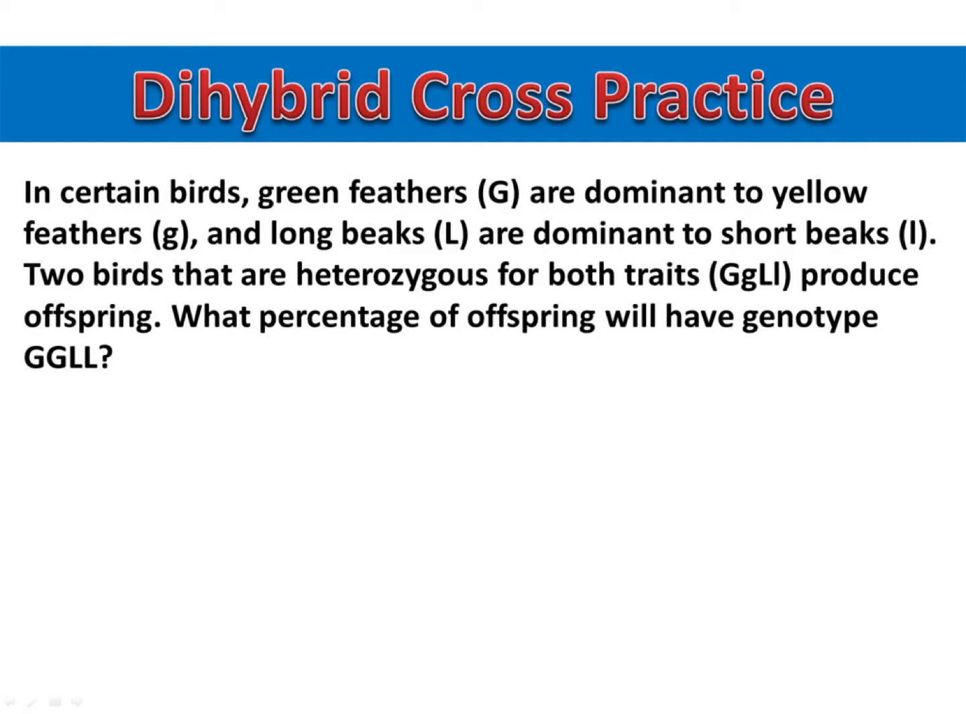So the first thing I want to do is make sure I understand what genotypes I'll be using in the cross. This tells me that two birds that are heterozygous for both traits produce offspring. So that means that both of the birds will have the genotype big G, little g, big L, little l. Now, if you're not paying attention and reading this closely, you might just grab the genotype that shows them being heterozygous for both traits and the genotype that they list at the very end.